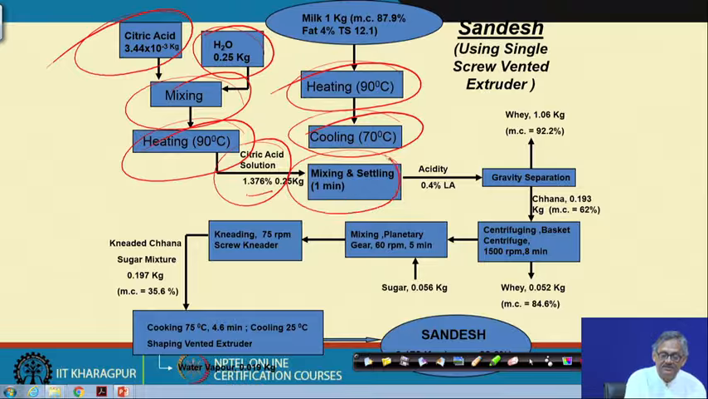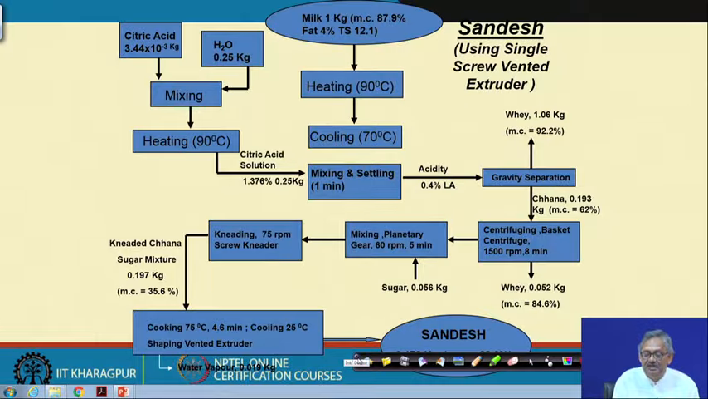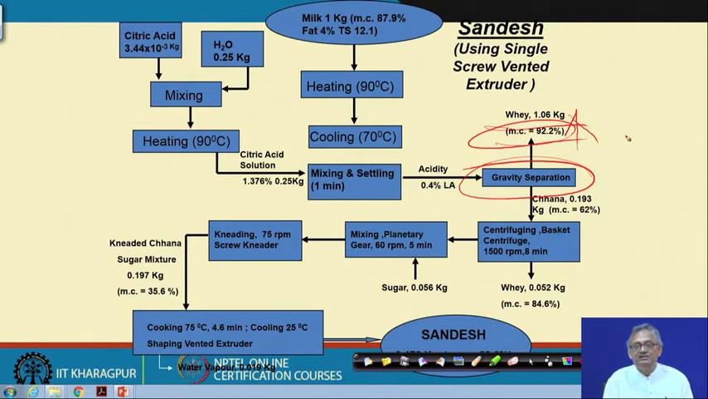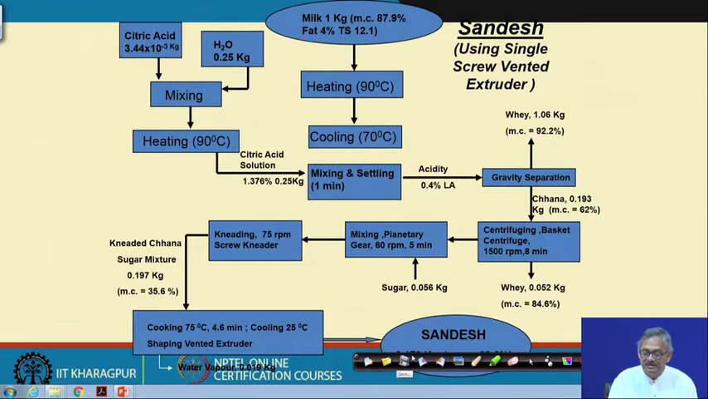And then they are mixed for a minute and settled at an acidity of 0.4% lactic acid. Then they are separated by gravity. By gravity separation, we get whey of 1.06 kg having a moisture content of 92.2%, and we also get chana of 0.193 kg with a moisture content of 62%, and then it is centrifuged.